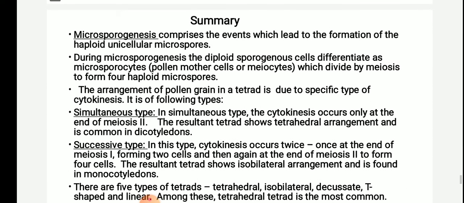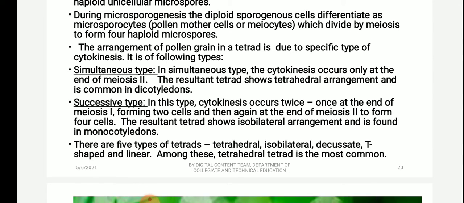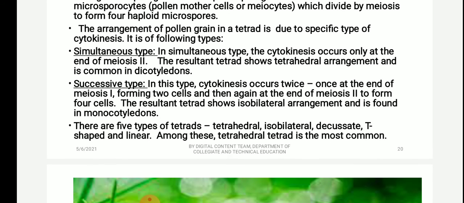So let us revise what we have done in this session. Microsporogenesis comprises the events which lead to the formation of haploid unicellular microspores. During microsporogenesis, the diploid sporogenous cells differentiate as microsporocytes or pollen mother cells, which divide by meiosis to form 4 haploid microspores. The arrangement of pollen grains in a tetrad is due to the specific type of cytokinesis. The cytokinesis can be of 2 types: simultaneous type, where the cytokinesis occurs only at the end of meiosis 2. The resultant tetrad shows tetrahedral arrangement, which is common in dicotyledons.